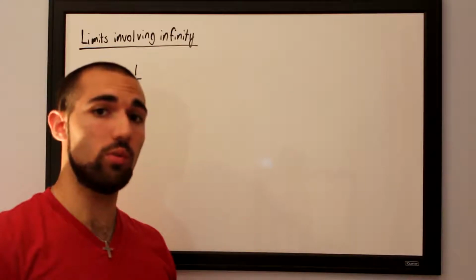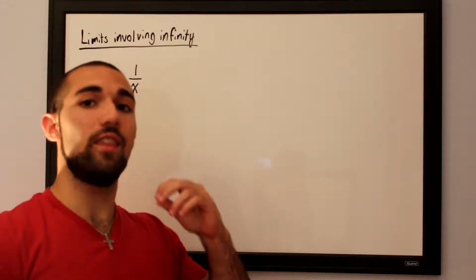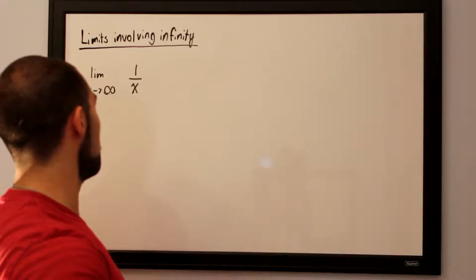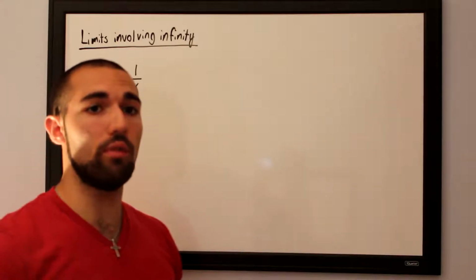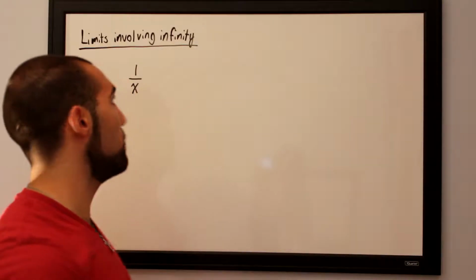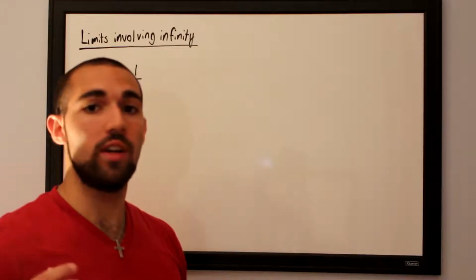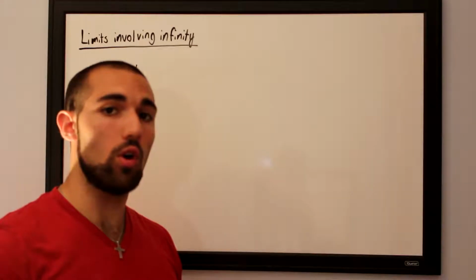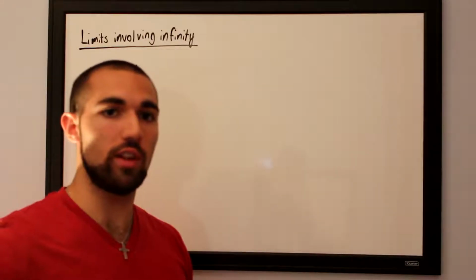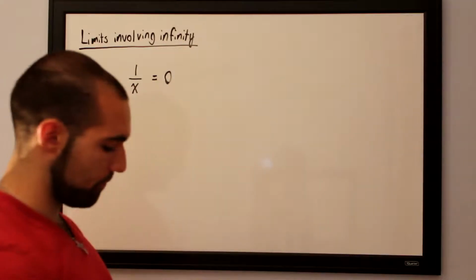If we wanted to plug in 100, we would get 0.01. If we plugged in 1,000, 0.001. And the output is always going to get smaller and smaller as the input gets larger. As the input of x gets larger, then the output of the function is going to get smaller. So we say that the limit as x approaches infinity for this function right over here is going to be 0, because it's tending toward and getting closer and closer to 0 as the inputs grow larger and larger and larger. So this limit is equal to 0.